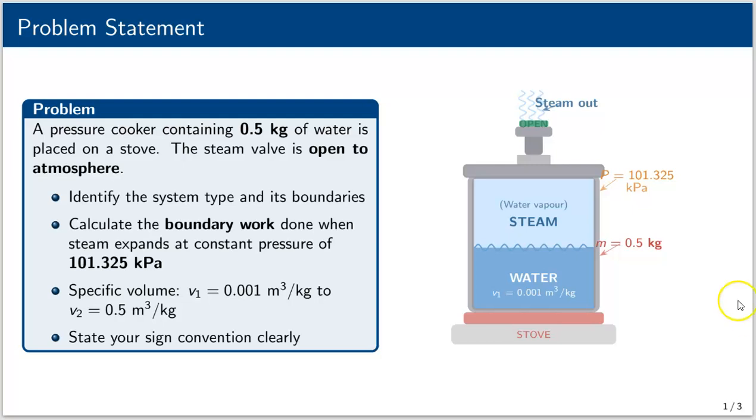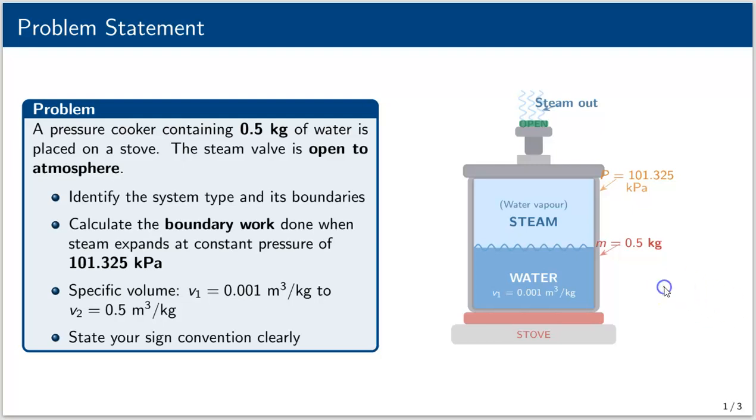Look at the diagram on the right. You can see the pressure cooker sitting on the stove. Water is at the bottom, steam is forming above it, and the valve at the top is open. That means steam is escaping to the atmosphere. Keep this image in mind as we identify the system.